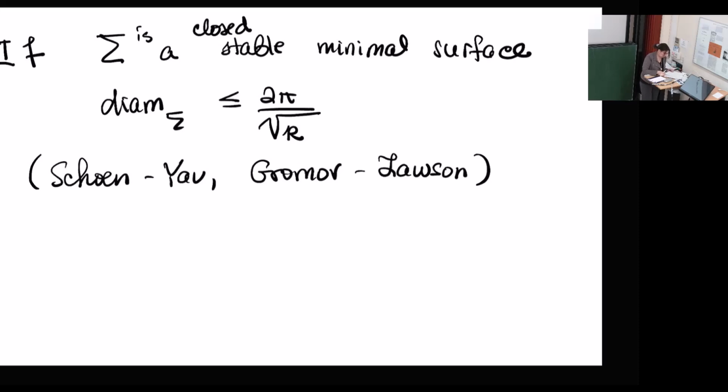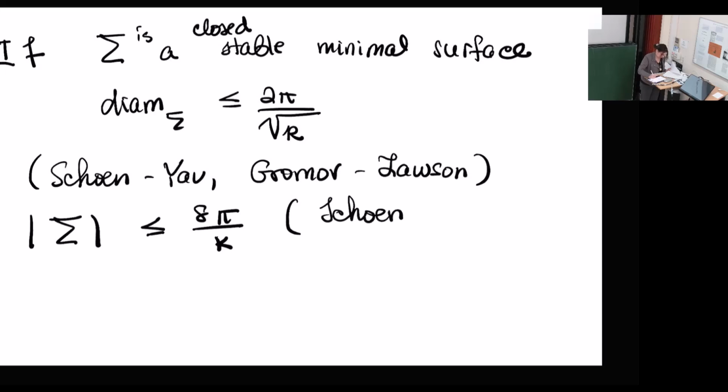So now also, in the same case, the area is bounded by pi. I think I'm getting confused. I might be wrong about the diameter. I don't know what this constant is. I'm confused at the moment.